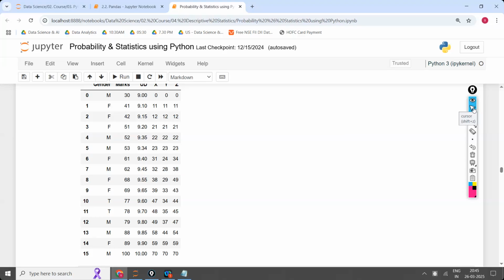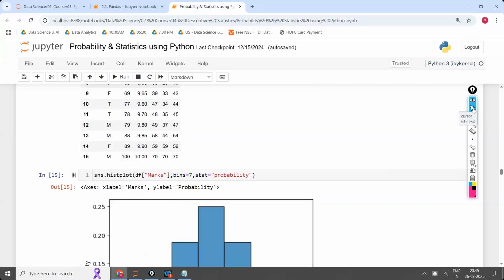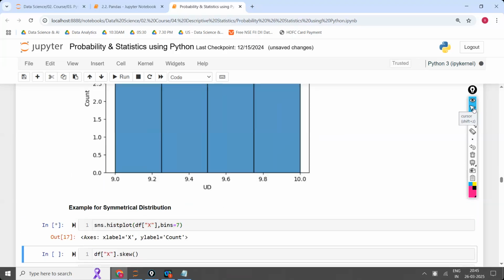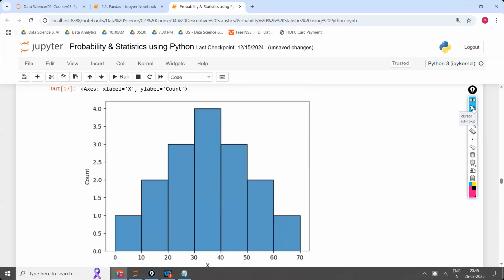Completed? Now, with the number of bins equal to 7, you have drawn the histogram on the X column. This is the diagram you have got. Now, is it a uniform distribution?